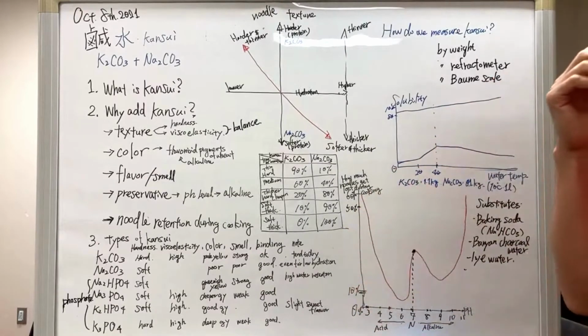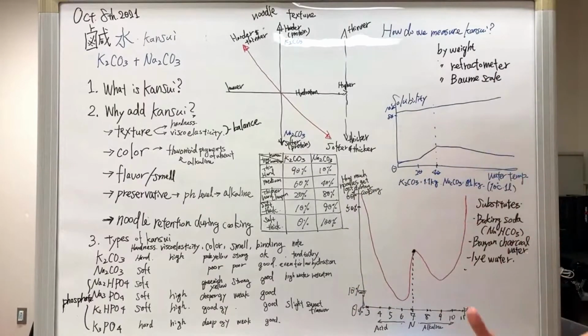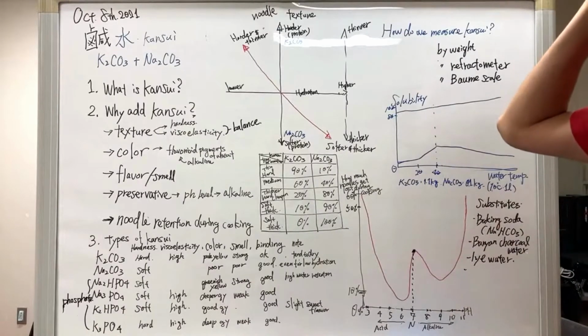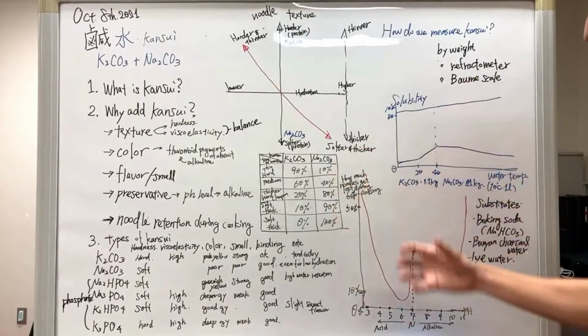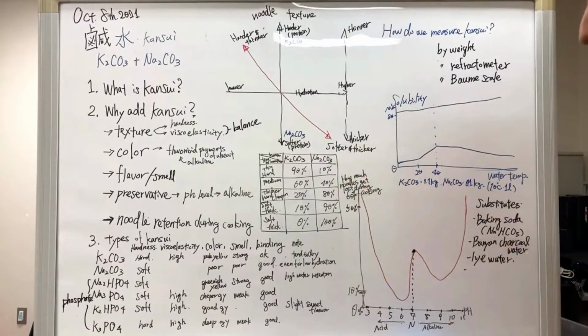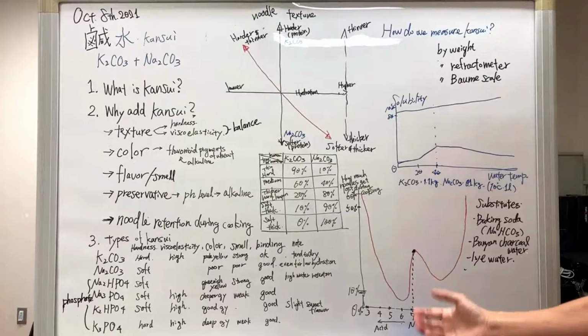And the opposite of alkaline is, of course, acid. A good example is vinegar, right? When you marinate vegetables in vinegar, they last longer. That's wisdom that ancient people discovered. So that's why Kansui has preservative characteristics too. If you add Kansui to a certain level in your noodles, they're good for one week to two weeks if refrigerated.